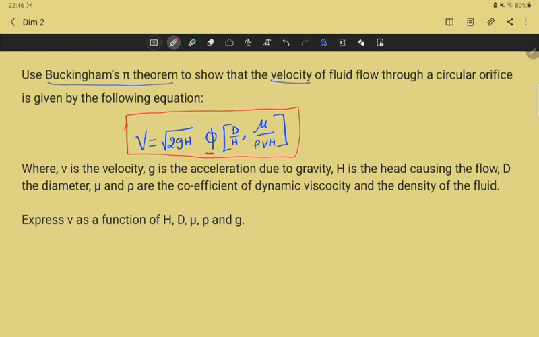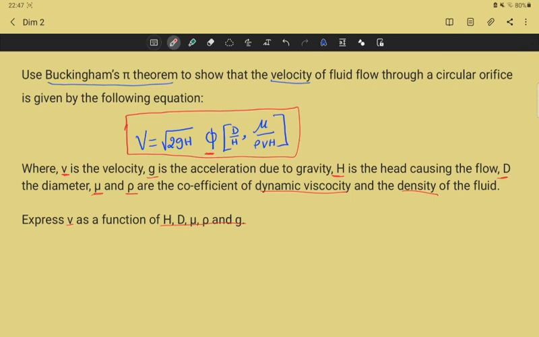Phi, this is not the diameter symbol, it's a function. Phi open bracket d by h comma mu by rho vh, where v is the velocity. Sometimes we use c as the velocity, don't we? G is the acceleration due to gravity, h is the head causing the flow, d is the diameter, mu and rho are the coefficient of dynamic viscosity and the density of the fluid. They are also asking us to express v as a function of h, d, mu, rho and g.